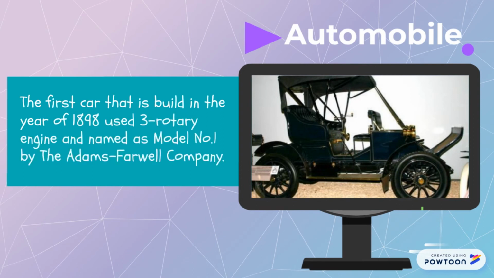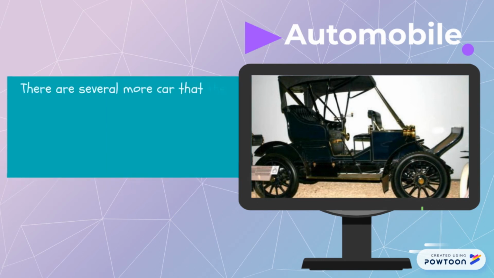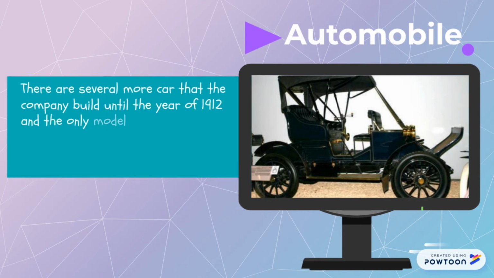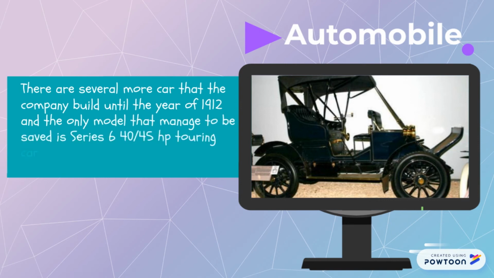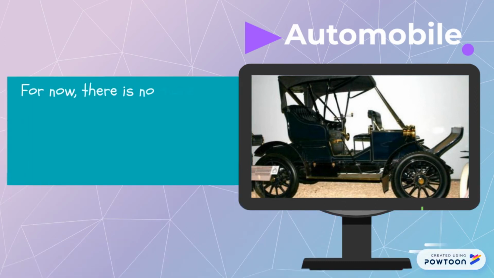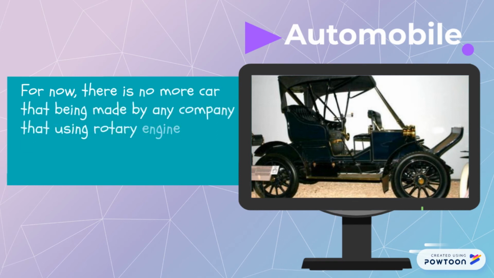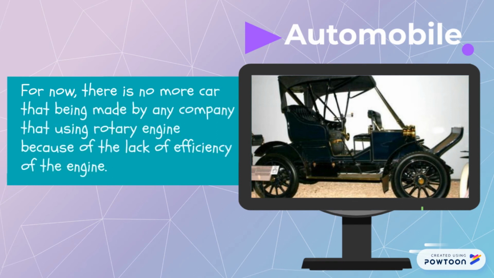There were several more cars that the company built until the year 1912, and the only model that managed to be saved is the Series 6 45 HP touring car, which used 5 rotary engines. For now, there is no car being made by any company that uses a rotary engine because of the lack of efficiency of the engine.